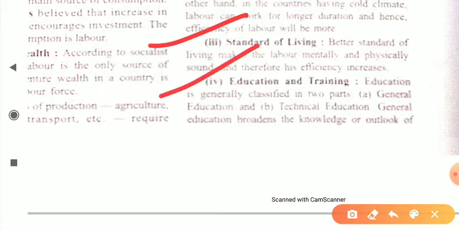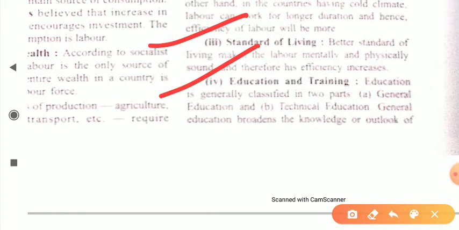Next is education and training. Dear student, if a laborer is more educated and more technical in knowledge, it simply means his efficiency is high as compared to one who has low knowledge, or is undertrained, or has no training skills. So we can say that training and education also play an important part in the efficiency of labor.